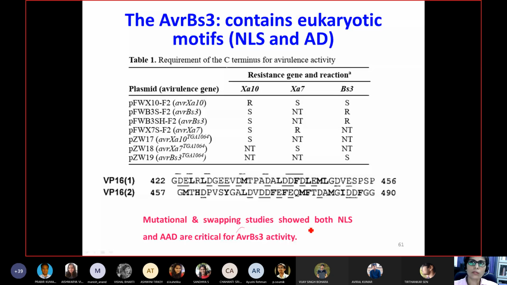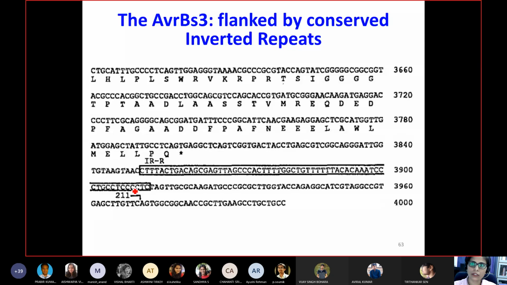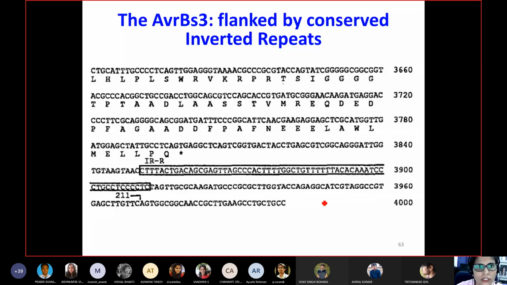Now, apart from these domains, you have one more critical factor which was found in sequencing, that you have left and right repeats, inverted repeats. This is the sequence of the right repeat, and this is the sequence of the left repeat, marked in the boxes. And this is exactly 62 base pairs. So by showing this, you can imagine, in case you have studied the Agrobacterium tumefaciens gene, right?